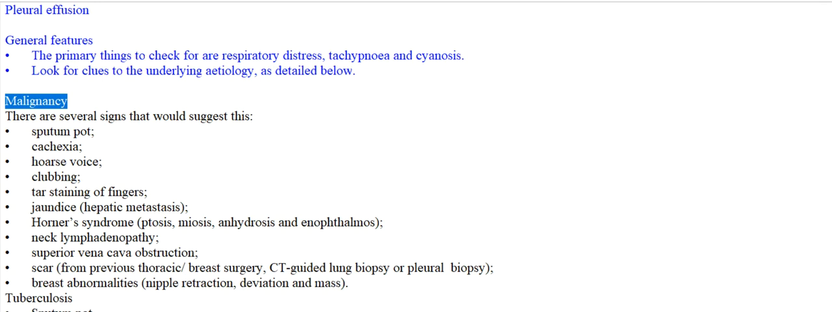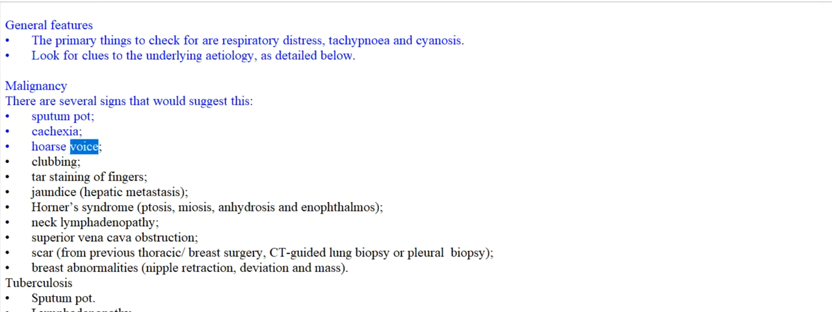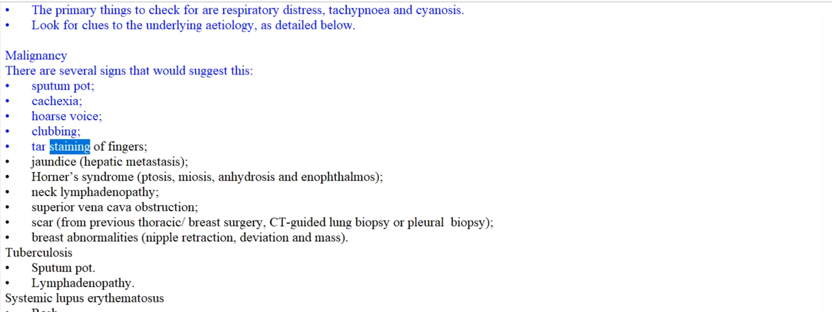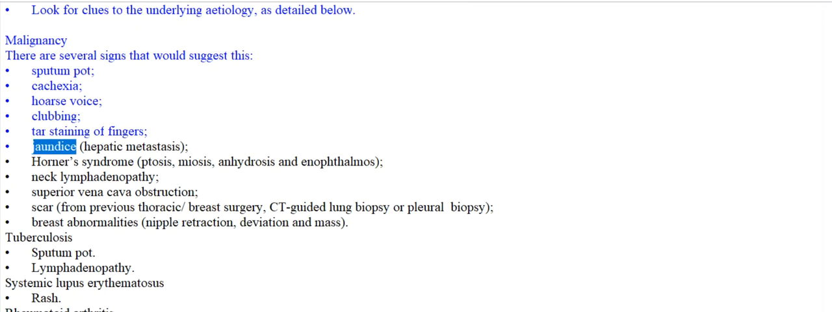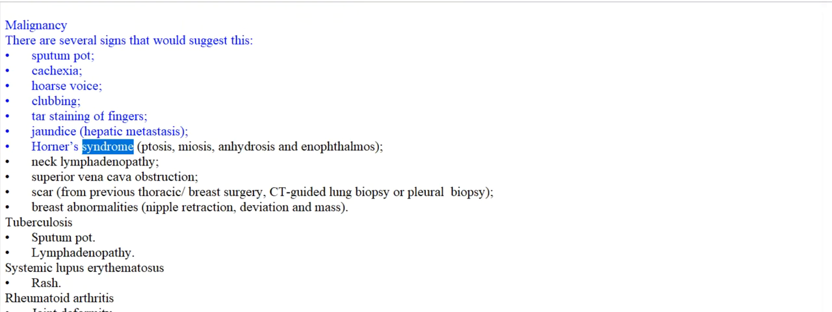Malignancy. There are several signs that would suggest this. Sputum pot. Cachexia. Hoarse voice. Clubbing. Tar staining of fingers. Jaundice, hepatic metastasis. Horner's syndrome: ptosis, miosis, anhidrosis, and enophthalmos.